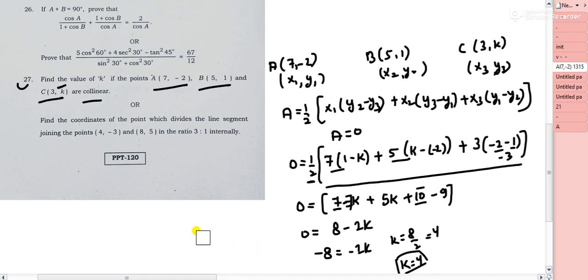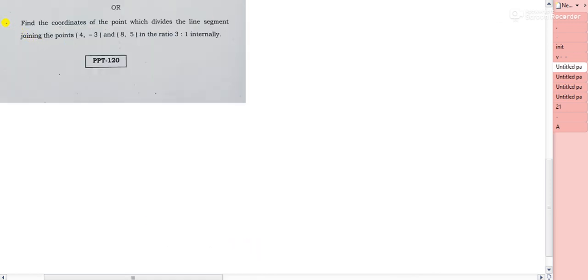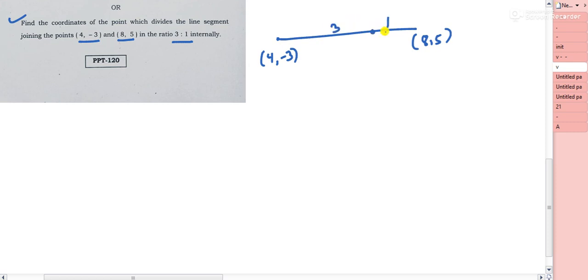Okay, now moving to the OR question. So this is the OR question. What have they given? Find the coordinates of the points which divide the line joining the points this and this in the ratio 3:1 internally. So you have the two points here, (4, minus 3) and (8, 5). Okay, and this is divided in the ratio 3:1. Got it? You have to find the value of this point if I write it as (x, y) here. Okay, you can take this as x1, this as y1, this is x2 and this is y2.